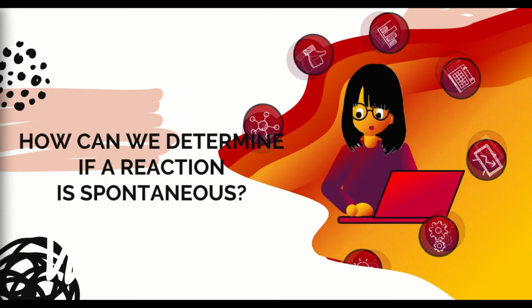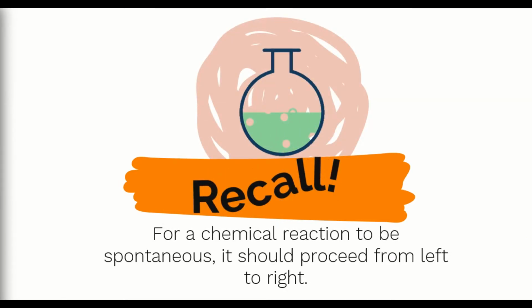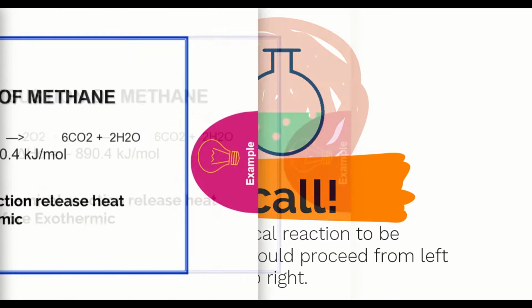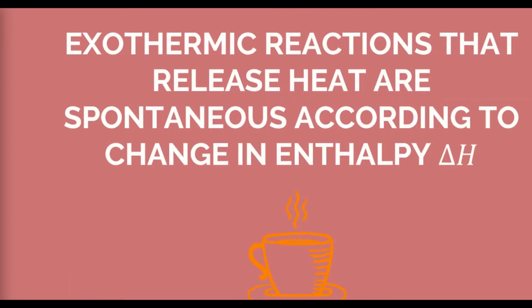So how can we determine if a reaction is spontaneous? A spontaneous process is one that takes place without energy from an external source. For a chemical reaction to be spontaneous, it should proceed from left to right without an input of energy. An example of a chemical reaction is the combustion of methane to form carbon dioxide and water, which releases heat by negative 890.4 kilojoules per mole. This chemical reaction releases heat, therefore it is exothermic. Thus, exothermic reactions that release heat are spontaneous according to change in enthalpy.